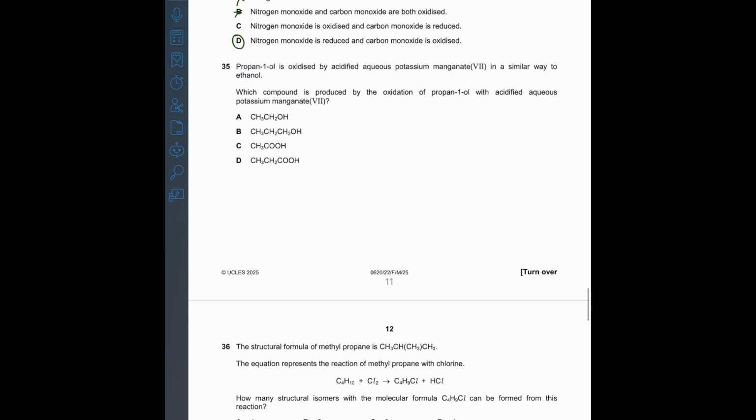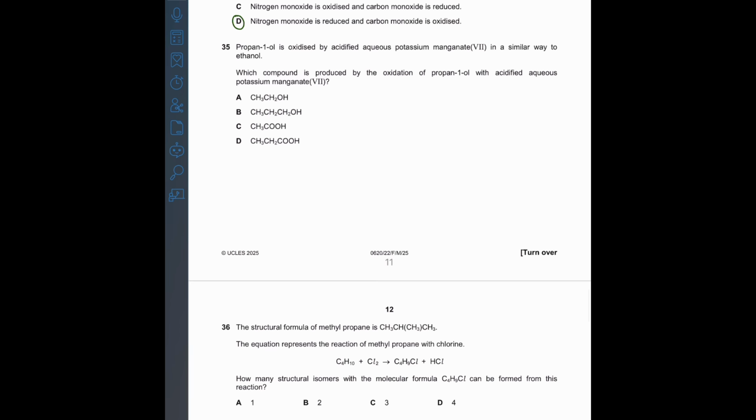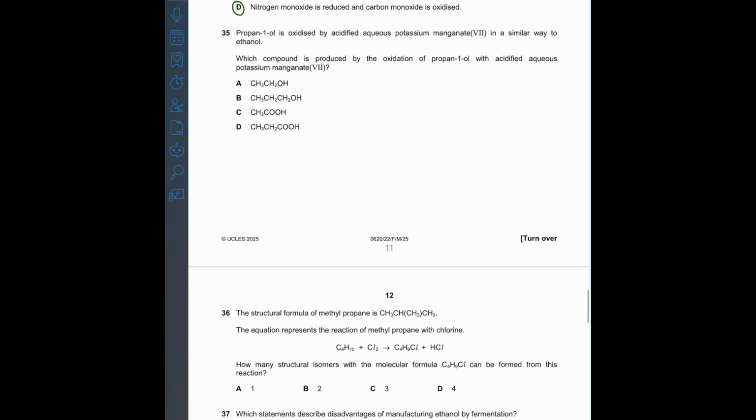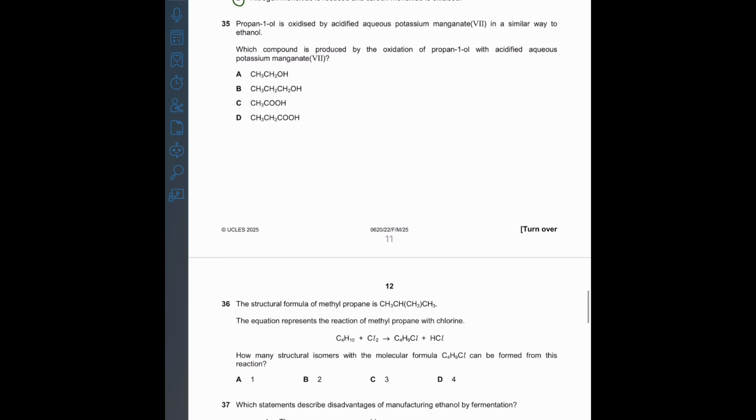Okay, so it's the same process, and then we oxidize ethanol to get ethanoic acid. Which compound is produced by the oxidation of propan-1-ol with acidified aqueous potassium dichromate? So we are basically oxidizing propan-1-ol and we'll get the acid, propanoic acid.